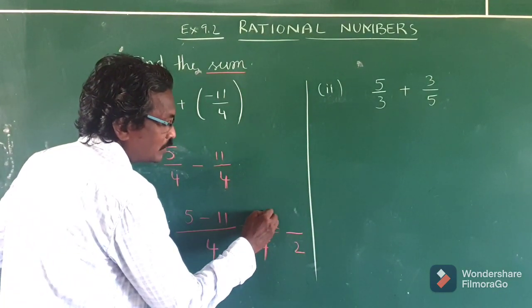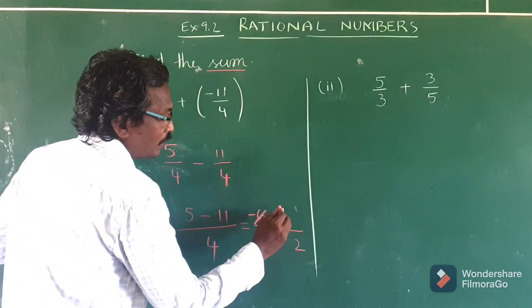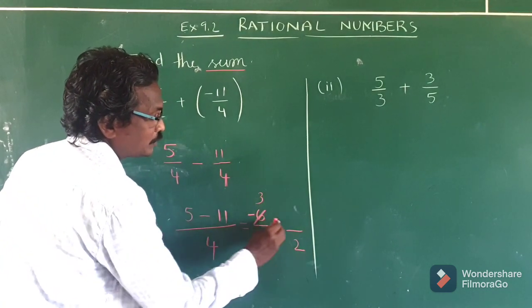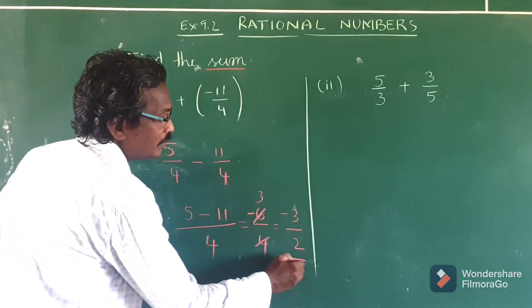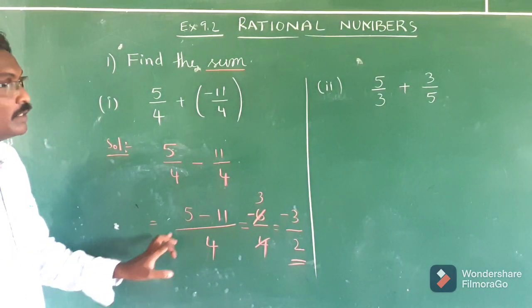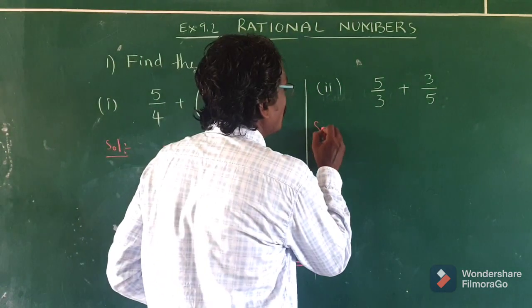2 times 6, 2 table 3 times. So this is minus 3 by 2. Okay. So in the same way, second one.